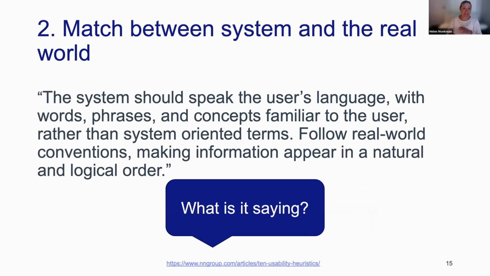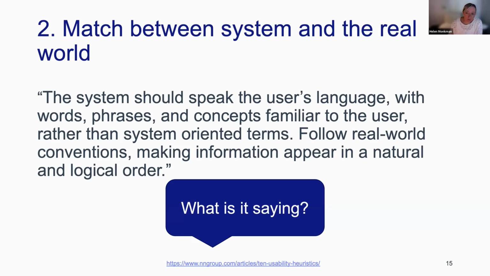So the second one is match between the system and the real world. And the idea here is that we want to align what users use to talk about things and what the system uses. So we want to use familiar concepts, phrases and words, not system-oriented terms. At one point, on a COVID dashboard review that I did, there was one called epi-linked cases. And I was like, I don't know what epi-linked cases are. What does that mean to me? They've actually since taken it out, which I think was a good call.